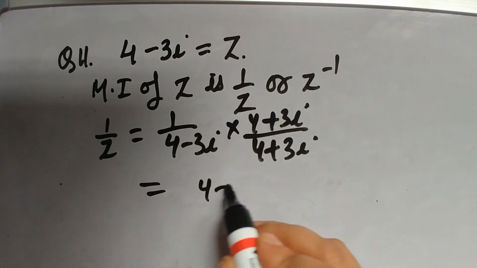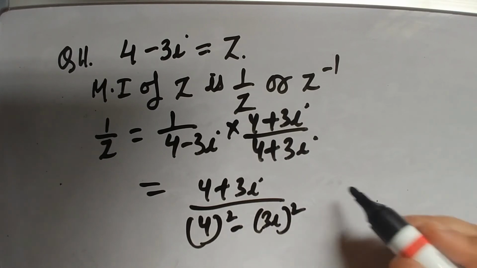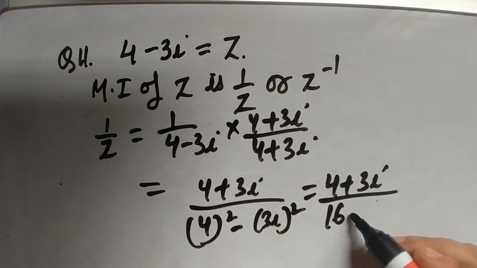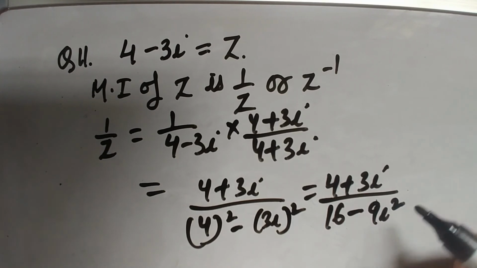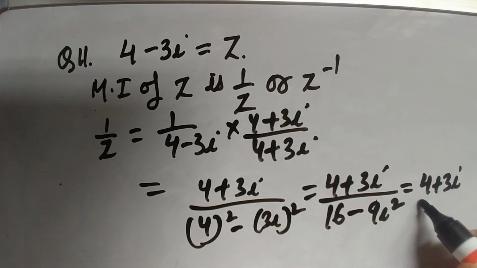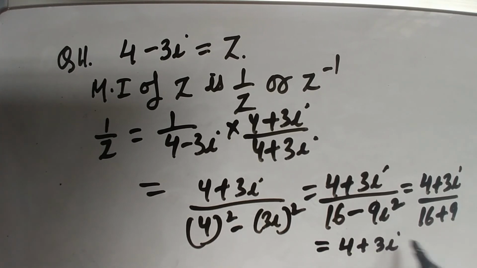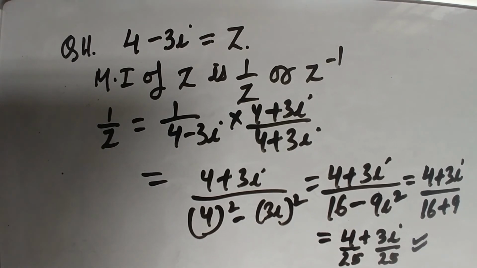So it is 4 plus 3 iota upon 4 square minus 3 iota whole square. So it is 4 plus 3 iota upon 16, and it is minus 9 iota square. Iota square is minus 1, so it is 4 plus 3 iota divided by 16 plus 9, which is 25. So it is 4 plus 3 iota and denominator is 25. So I can write it as 4 upon 25 plus 3 by 25 iota. So this is the multiplicative inverse of 4 minus 3 iota.